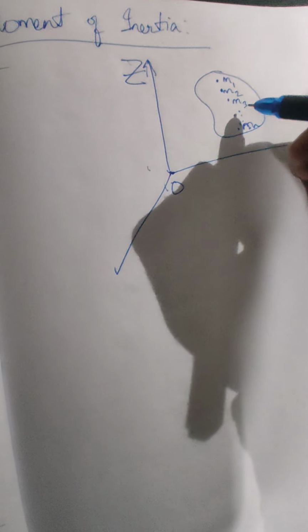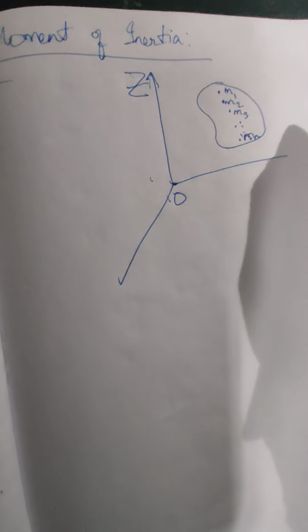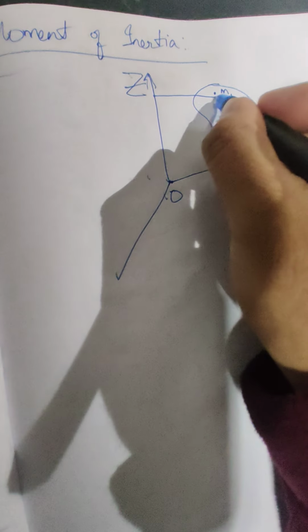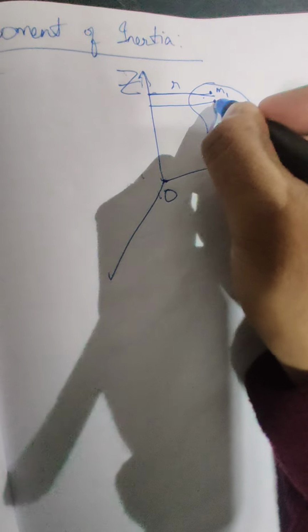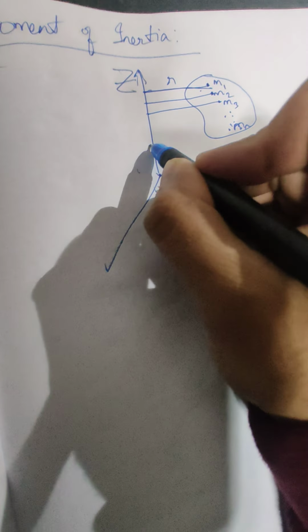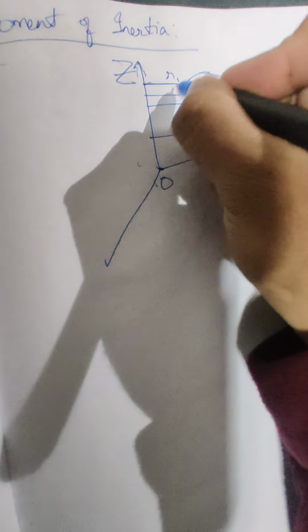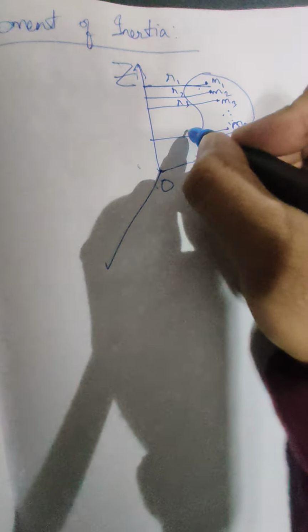Let the number of particles be up to n and let their masses be m1, m2, m3, up to mn, and let their distances from the z-axis be r1, r2, r3 up to rn, respectively.